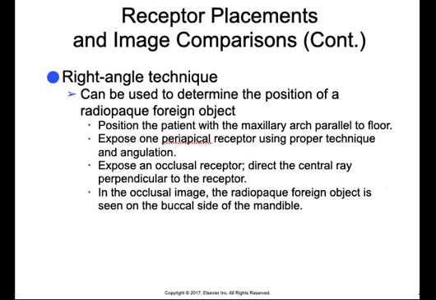The right angle technique can be used to determine the position of a radiopaque foreign object. In order to do this, first we want to look at figure 21-12. For the right angle technique, you want to position the patient with the maxillary arch parallel to the floor and expose one PA receptor using the proper angulation and technique. In the second picture, you'll expose an occlusal receptor and direct the central ray perpendicular to the receptor. In the occlusal image, you can see that the radiopaque foreign object is seen on the buccal side of the mandible.